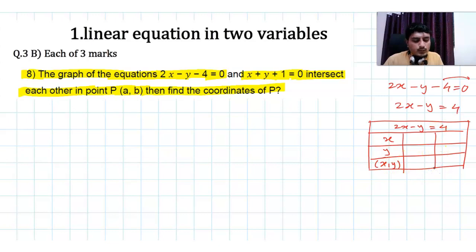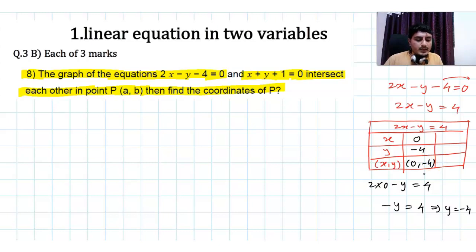comma y. So we are assuming now the value of x becomes 0. What will happen then? 2 into 0 minus y equals 4. 2 into 0 is 0, 0 minus y is minus y equals 4. That implies the y value is minus 4. So the first coordinate we have is 0 comma minus 4.